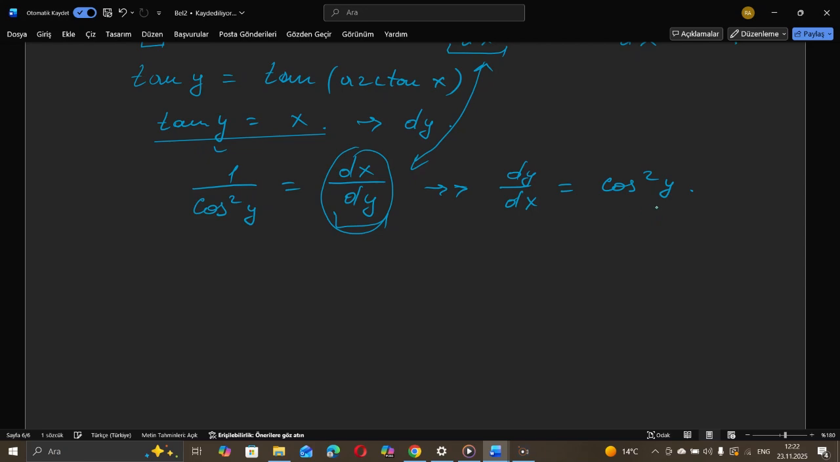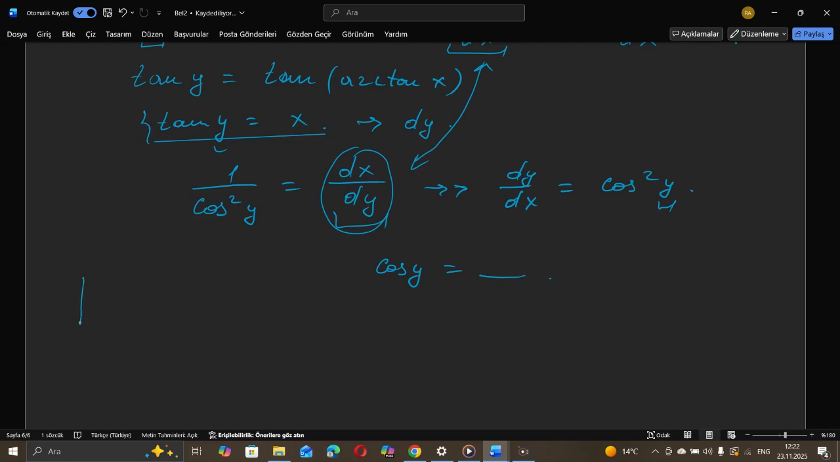But we don't want y here. We want something in terms of x, right? So let's get cosine y by using x. We know that tangent y is equal to x, right?